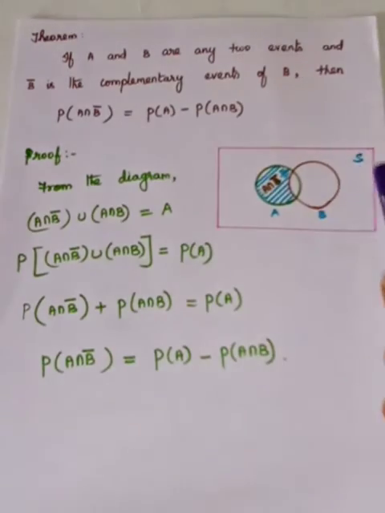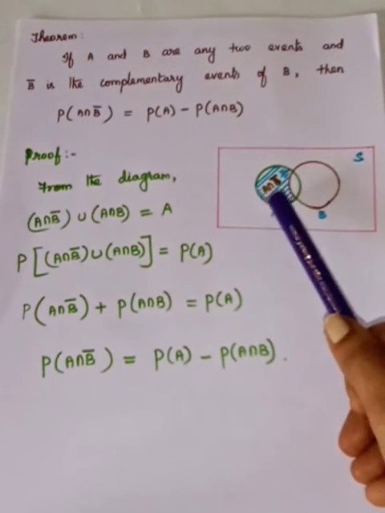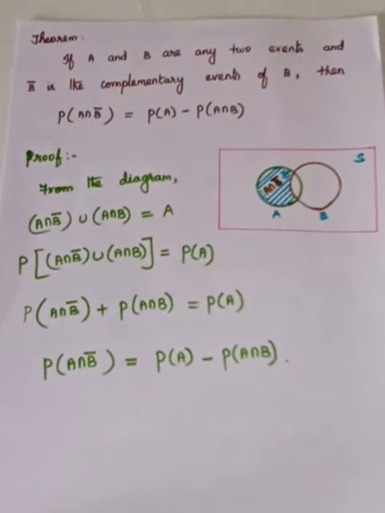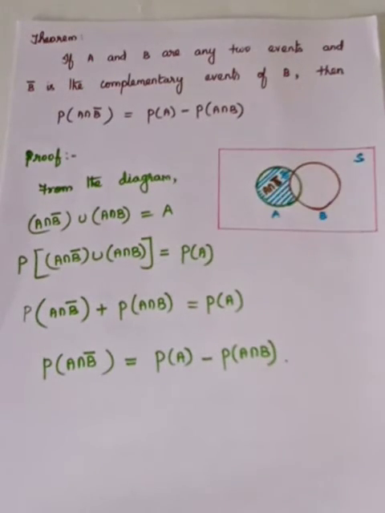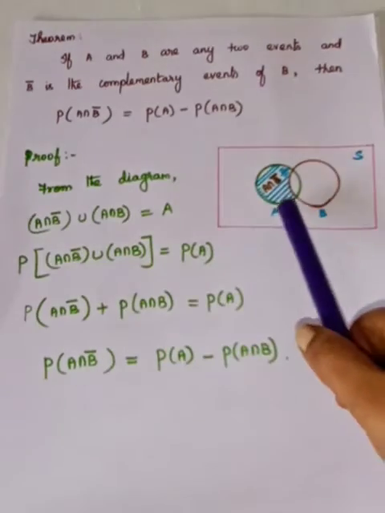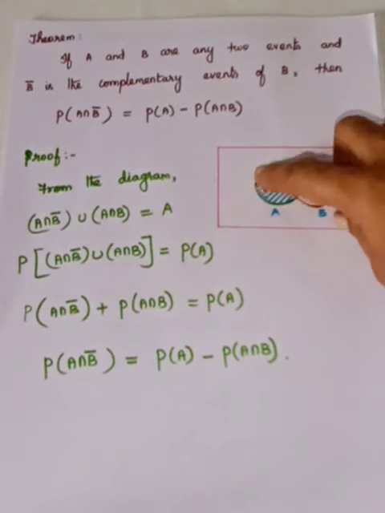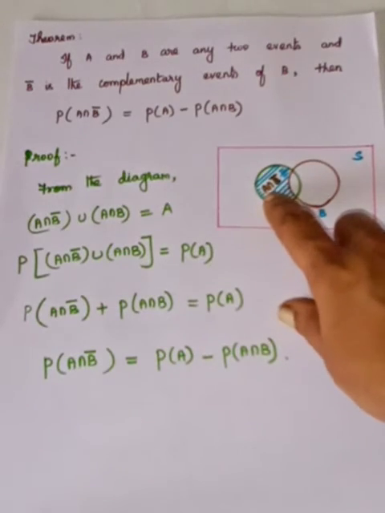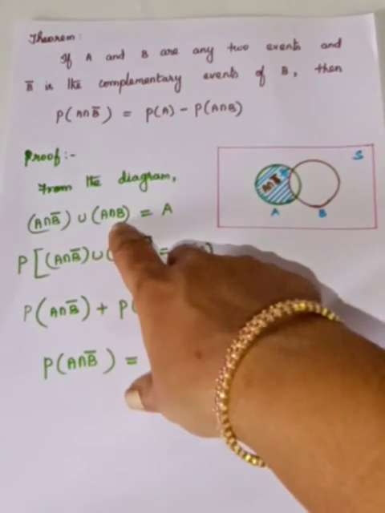The rectangle is the sample space. Here you have two sets A and B. The blue shaded part is A intersection B bar, that is A only. The other part is nothing but A intersection B. If you join these two, you will get the set A. So this green color, the whole thing, is A. How can you write A? A intersection B bar union A intersection B.